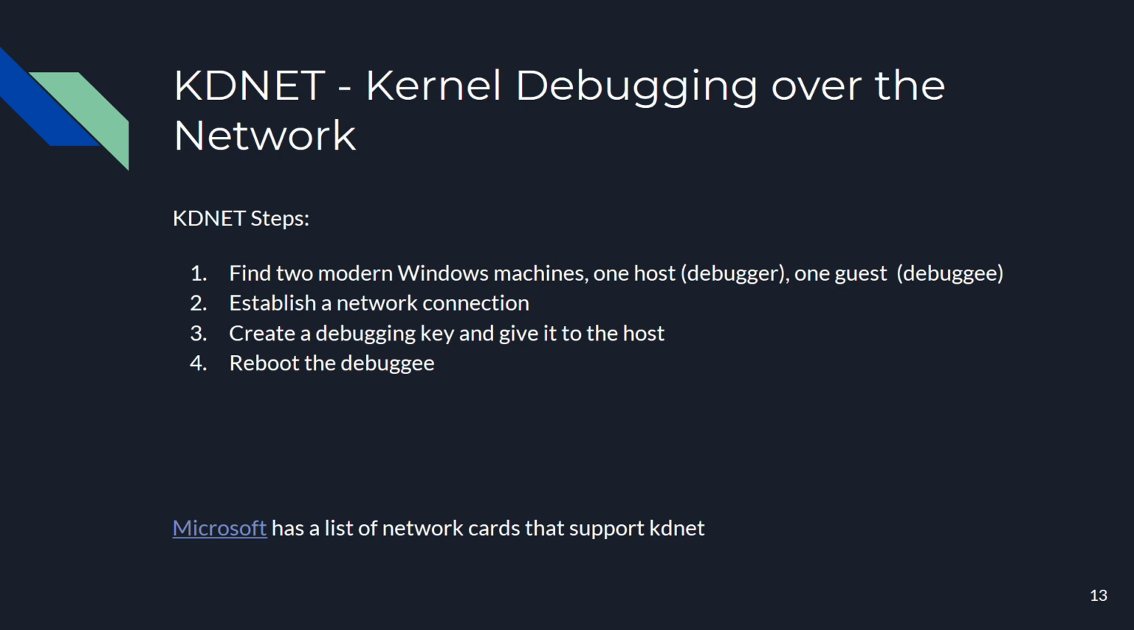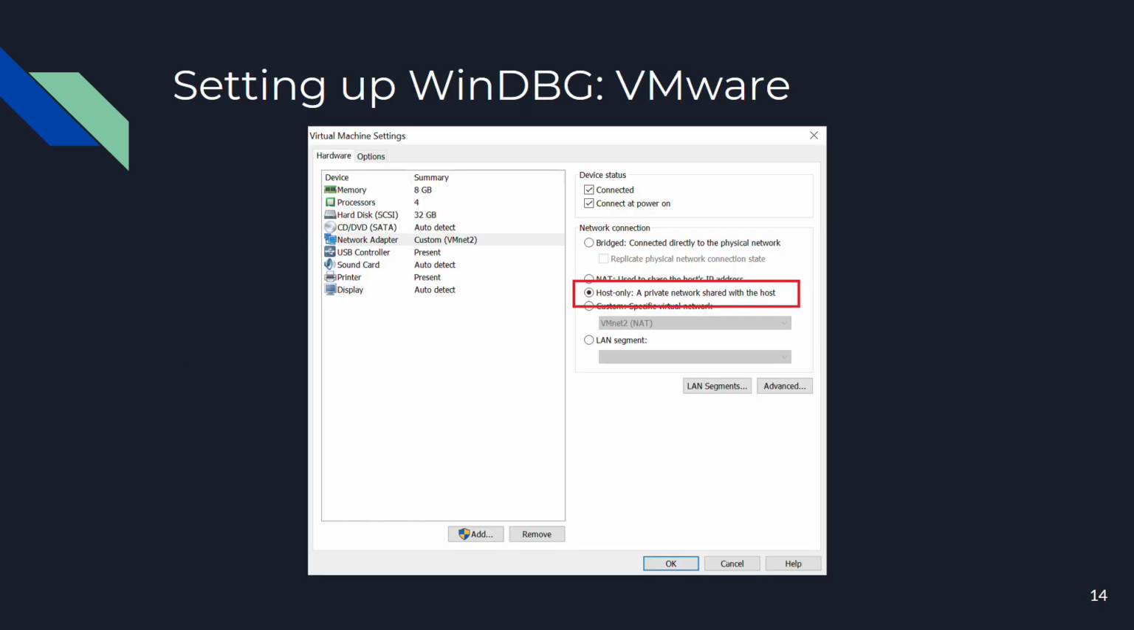So in order to set up this connection, we need to establish a network connection between the machines. Then we're going to create a debugging key on the guest that we're going to pass to the host. Then we're going to reboot the debuggee. And if everything has gone correctly, then the kernel debugger will break in. So setting this up on VMware, there's only one additional step that you need besides if you were going to use two physical machines, and that is you need to set up a host-only or private network in between your host and your debuggee or your guest.